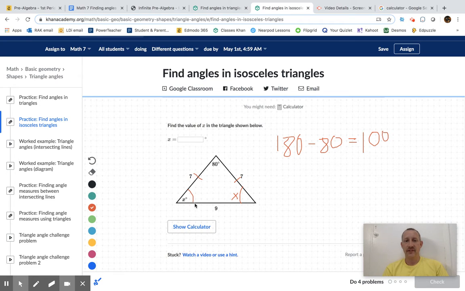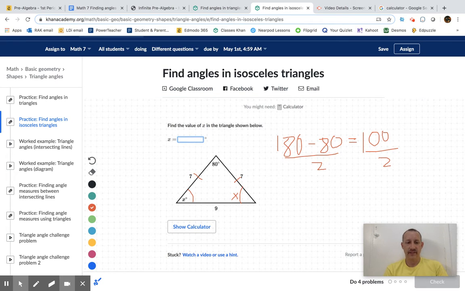And now what are we going to do? Because these two are the same, we're going to take that, we're going to divide it by 2. I'm going to divide that by 2 just to make it consistent. So that means 100 divided by 2 is 50. That means this is 50. Okay? That's how you're going to do these problems.